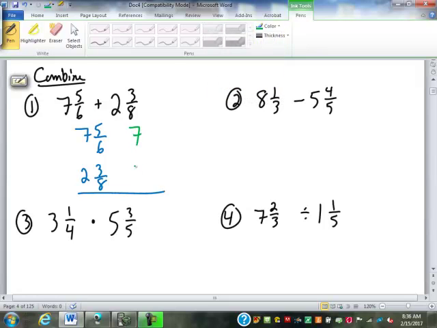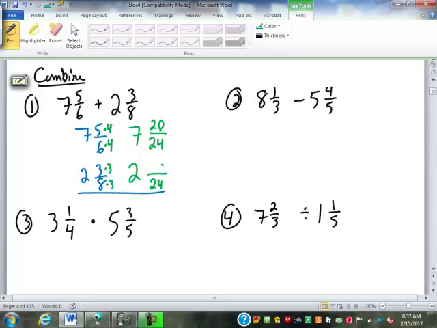So 7 5/6 plus 2 3/8. We need to find a common denominator. What's it going to be? 24. Good. So what's this going to become? It was 6 times what to make 24? 6 times 4. So the 5 has to be multiplied by 4 as well. So that becomes 20. And then 8 times 3 makes 24.